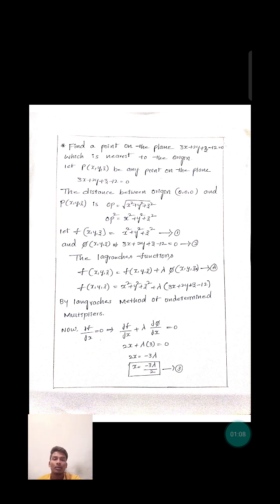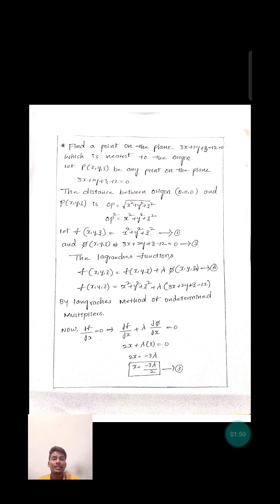And phi(x, y, z), that implies 3x plus 2y plus z minus 12 is equal to 0, let it be equation 2. Now we write the formula of Lagrange's function. First, F(x, y, z) is equal to function f(x, y, z) plus lambda into phi(x, y, z), let it be equation A. Now we substitute equation 1 and equation 2 in the above equation. Now we get F(x, y, z) is equal to x square plus y square plus z square plus lambda into the plane, that is 3x plus 2y plus z minus 12.